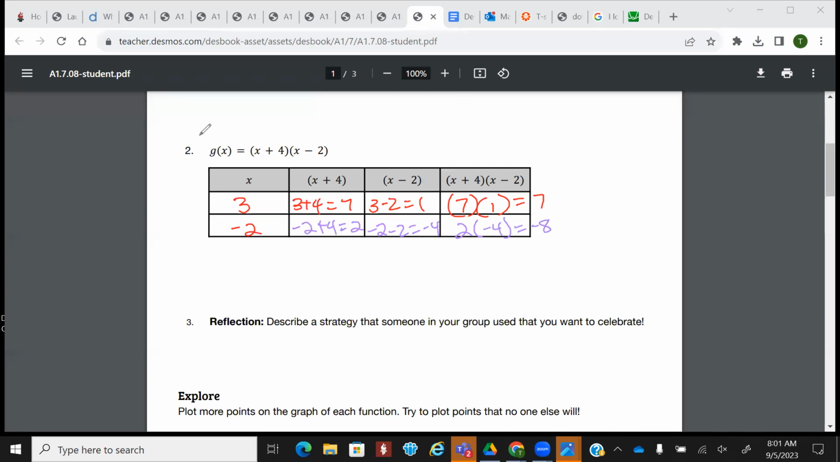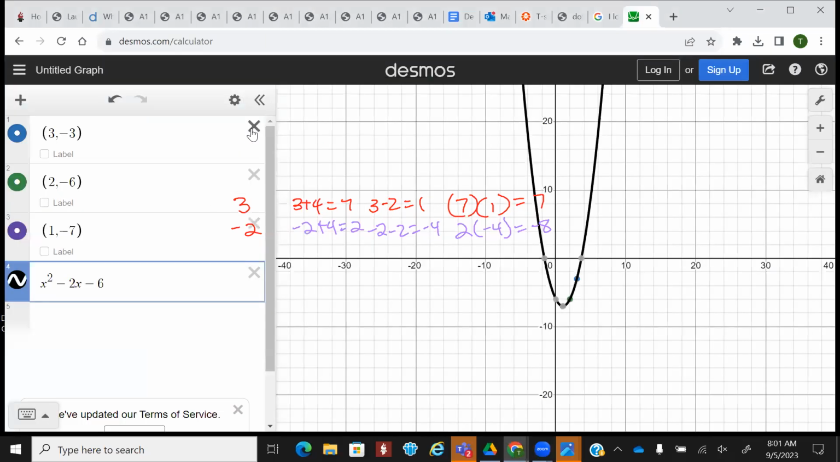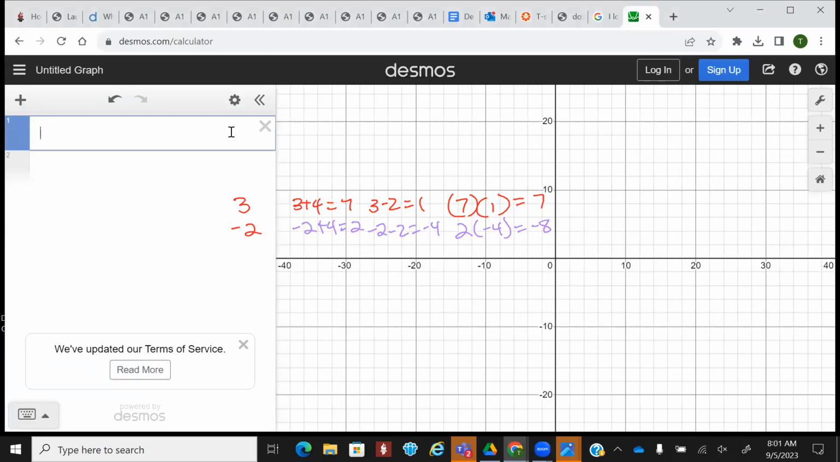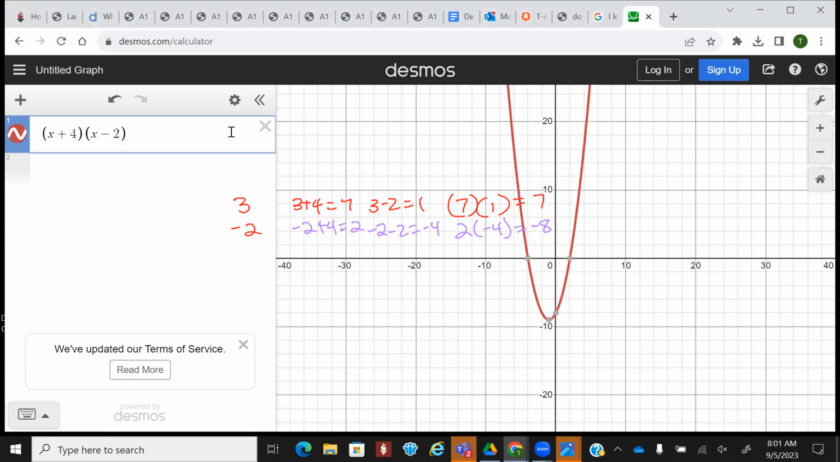Okay, again, we could go into Desmos and we could plot this. And we would get this. Okay. So if you didn't get that down, go ahead and take them.